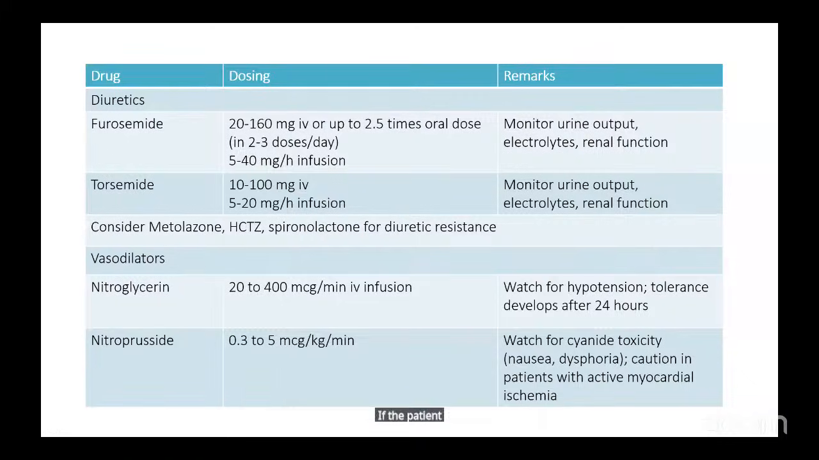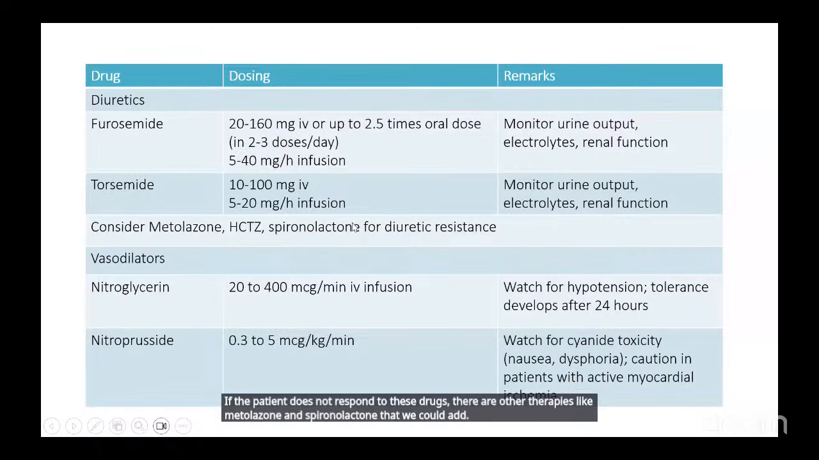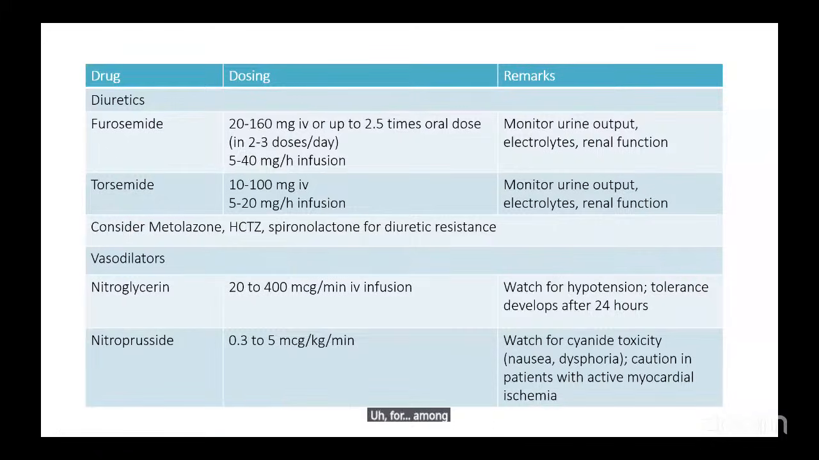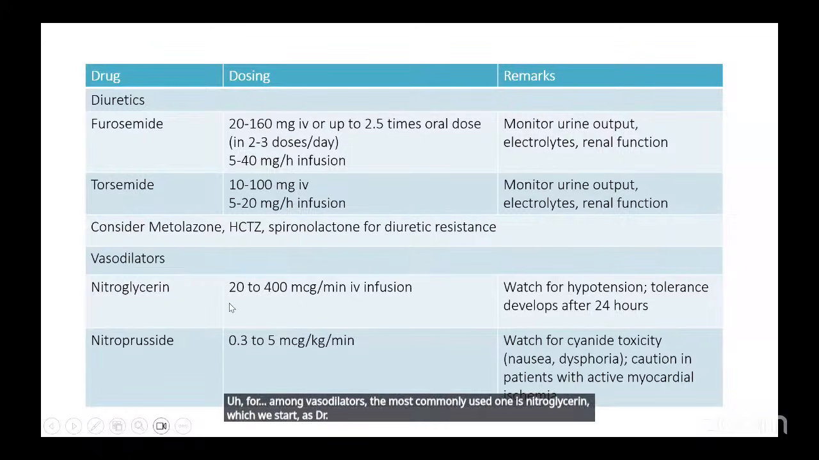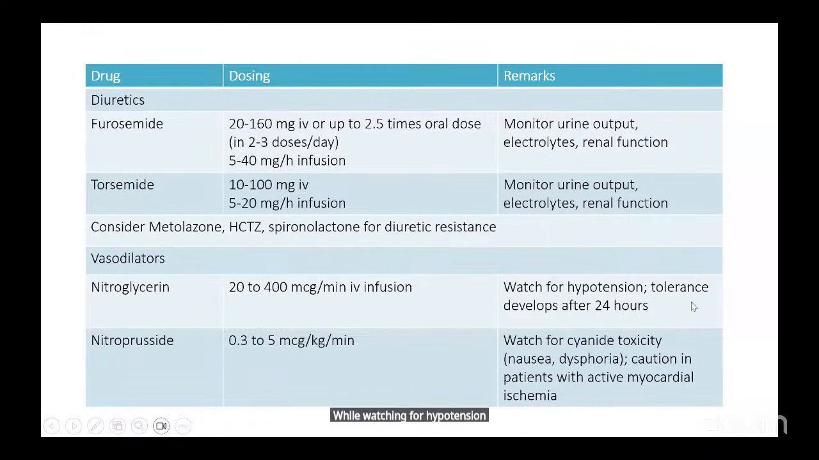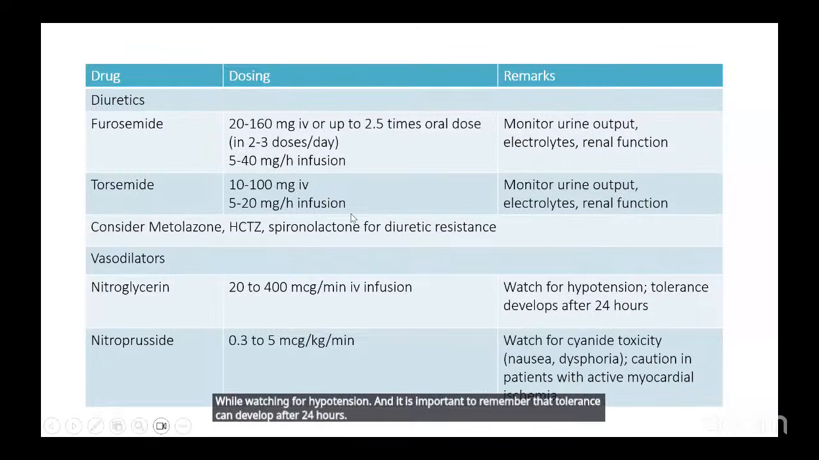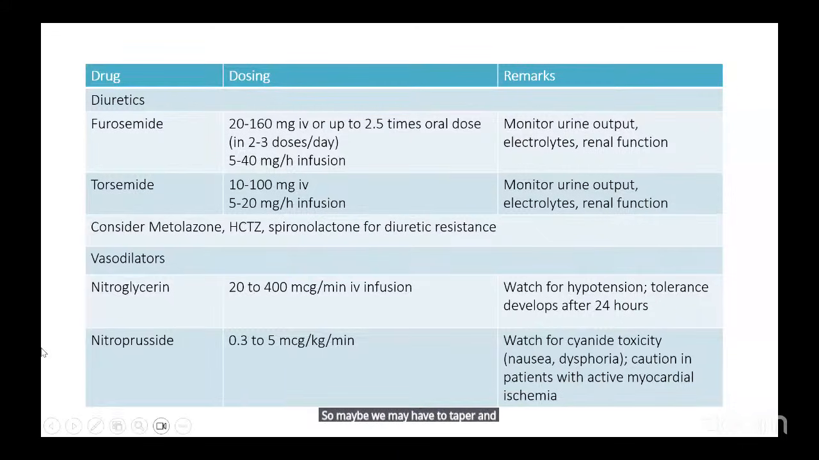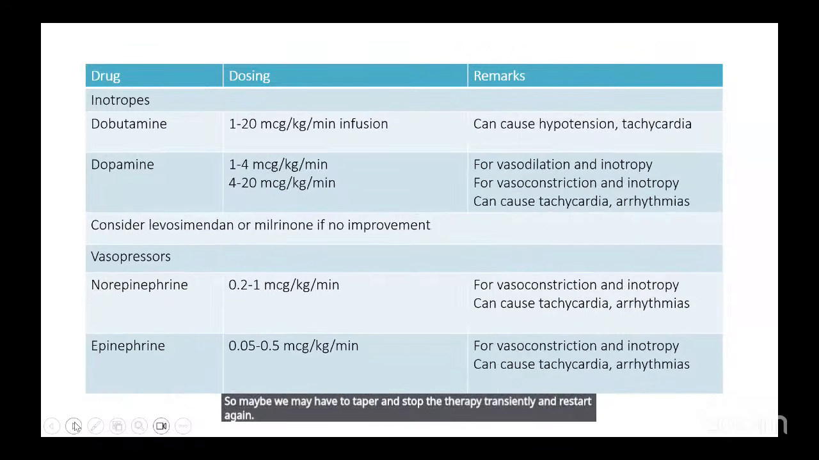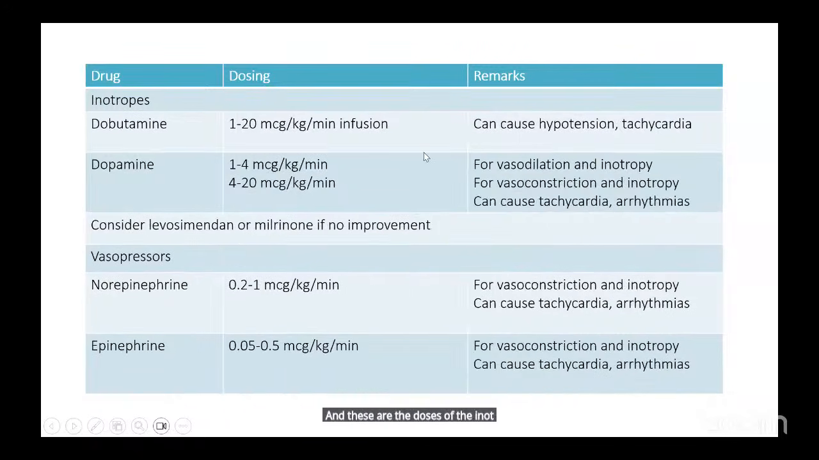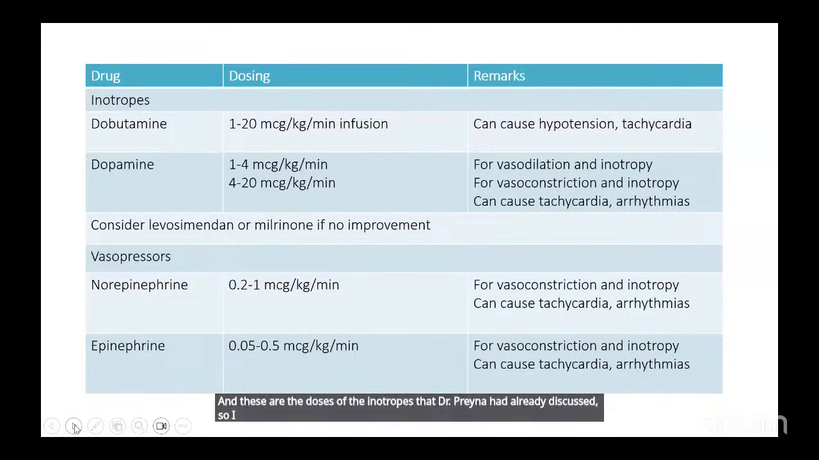If the patient does not respond to these drugs, there are other therapies like metolazone and spironolactone that we could add. Among vasodilators, the most commonly used one is nitroglycerin, which we start, as Dr. Prerna had already discussed, at a dose of say 20 microgram per minute, and can increase it up to 400 micrograms per minute while watching for hypotension. It is important to remember that tolerance can develop after 24 hours. So we may have to taper and stop the therapy transiently and restart again. And these are the doses of the inotropes that Dr. Prerna had already discussed, so I will not spend too much time on this slide.